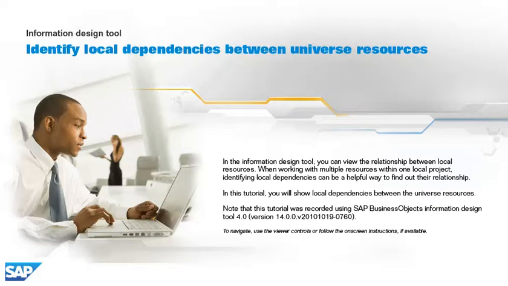In the Information Design tool, you can view the relationship between local resources. When working with multiple resources within one local project, identifying local dependencies can be a helpful way to find out the relationship. In this tutorial, you will show local dependencies between the universe resources.